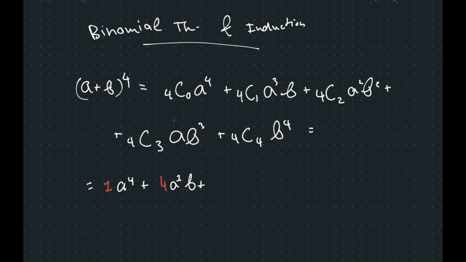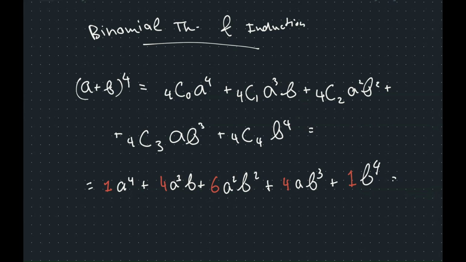It's equal to 6, using the calculator, of course. So 6 times a squared b squared, and then plus what is 4c3? It's equal to 4 times a to the power of 1 b cubed, and then what is 4c4? It is equal to 1, so I will write 1 here, and then b to the power of 4. And this is our answer.